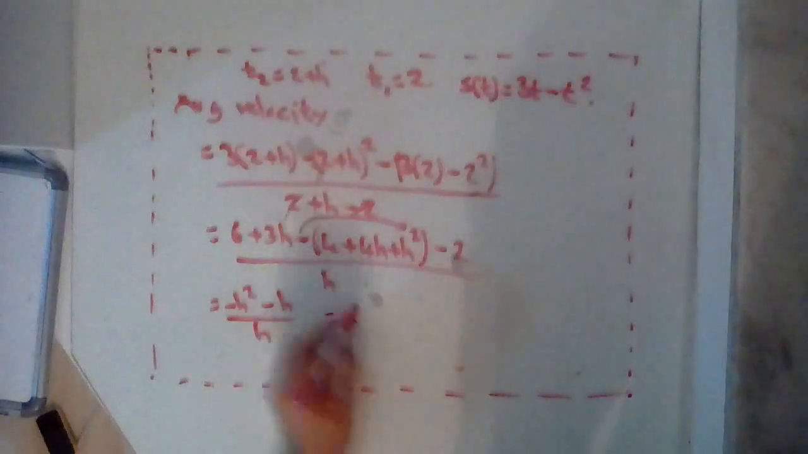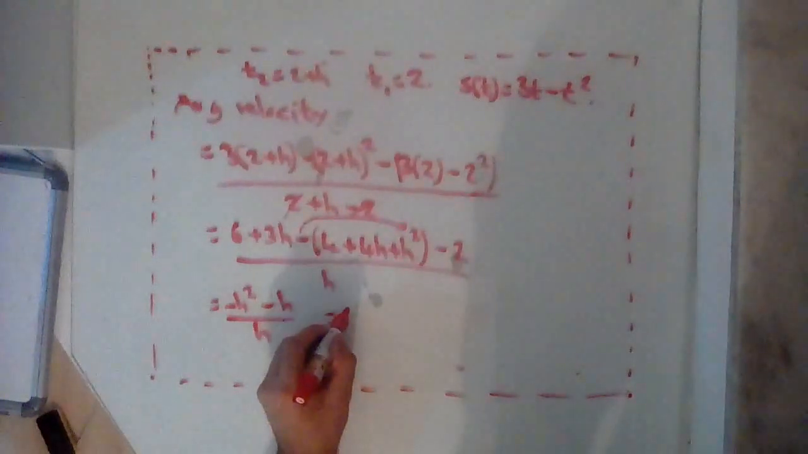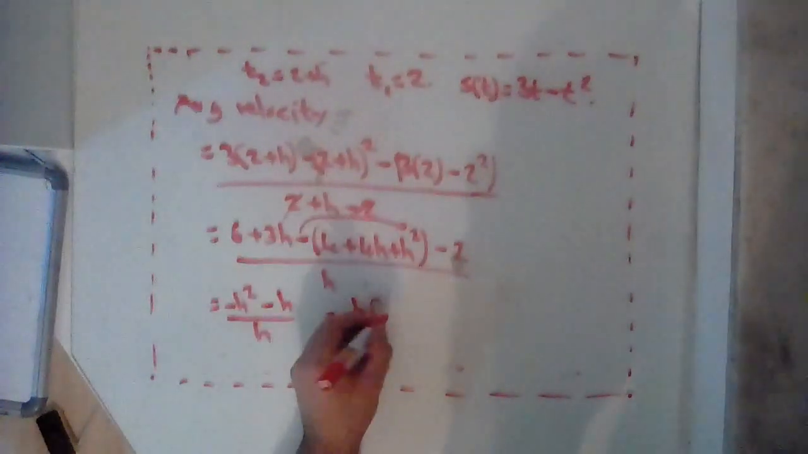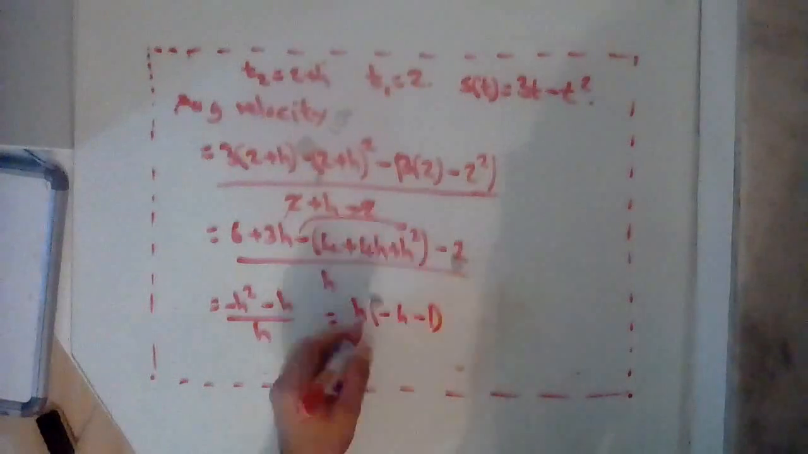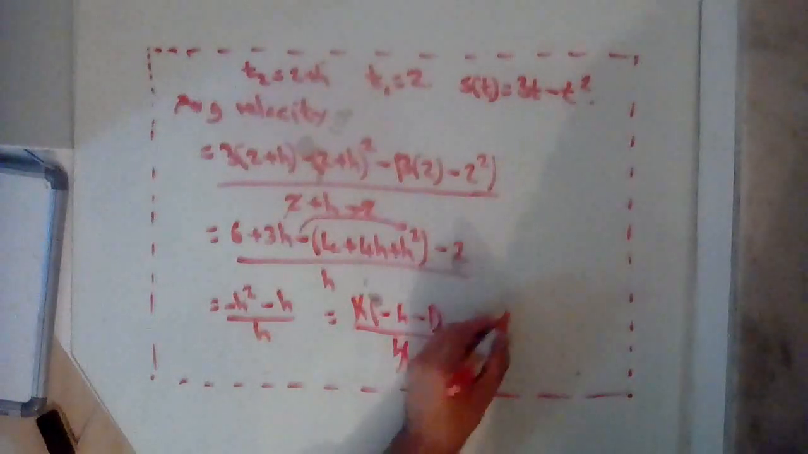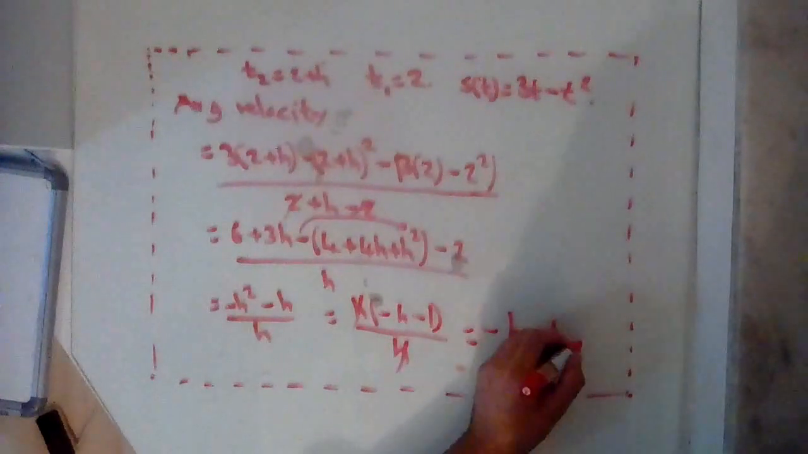You could just divide through by h, but personally I'd like you to show it like this. That equals, you can pull a minus h out if you like, but I'm just going to take an h, and then you've got minus h minus 1 over h, and you can whip them off like that, so it equals minus h minus 1 meters per second.